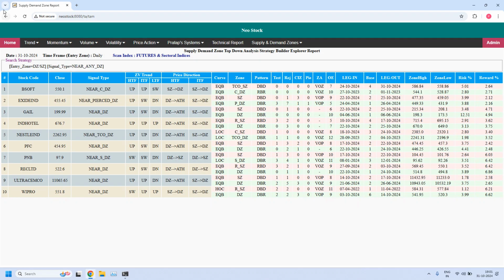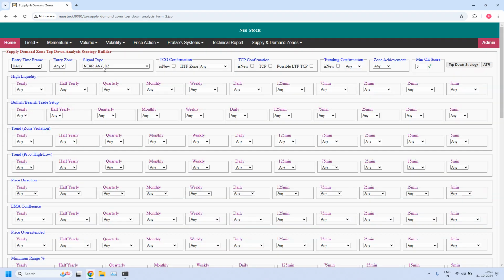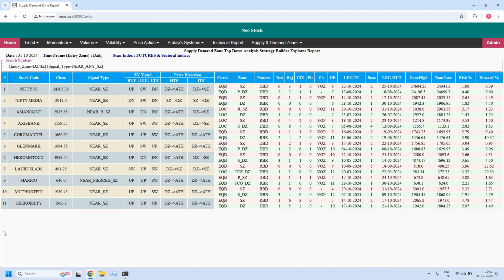Okay, next for daily time frame, let's find the stocks near daily supply zone. 11 stocks are filtered. Let's identify daily high liquidity supply zones from this list. Asian Paints is having a high liquidity daily supply zone. That's it. We have only 1 high liquidity daily supply zone from this list.